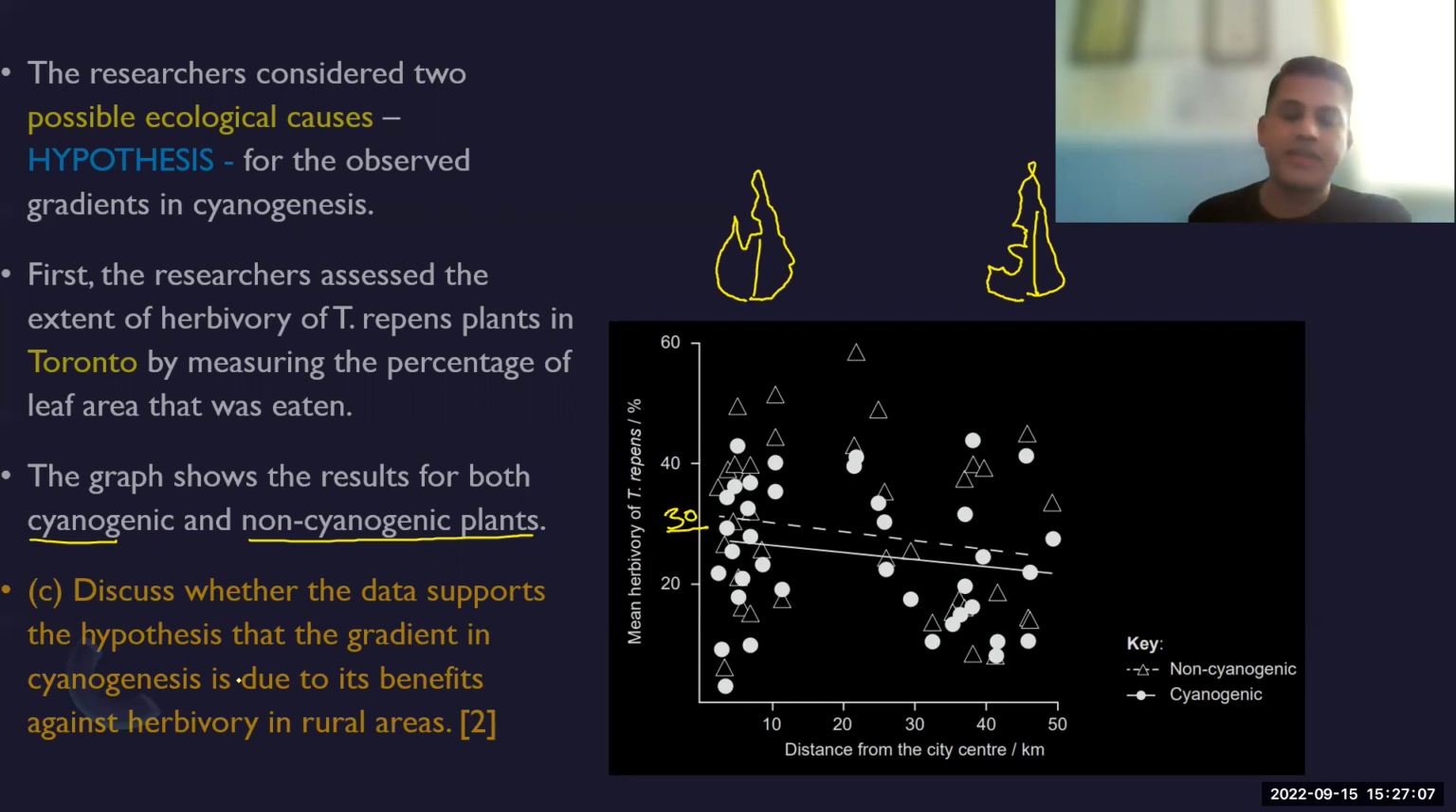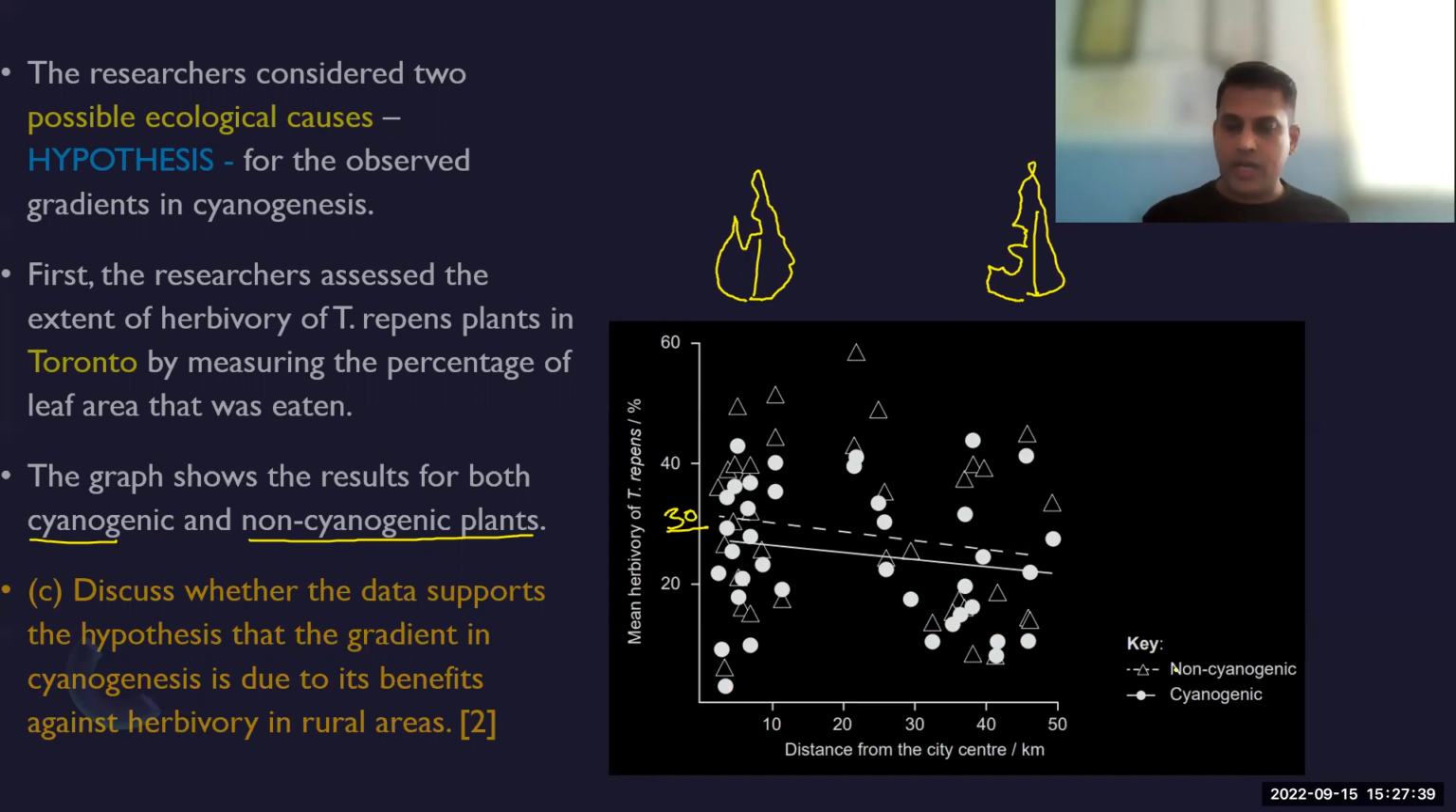If a plant has toxic compounds, it protects against eating by the predators or herbivores. So if the plants are toxic, they don't get eaten. So they check here whether the presence of this cyanide is a reason that the herbivores do not eat when it goes away from the city center.